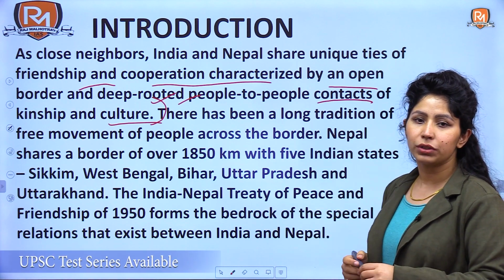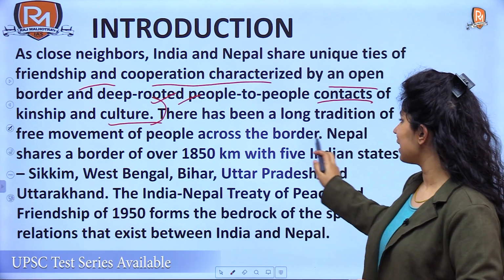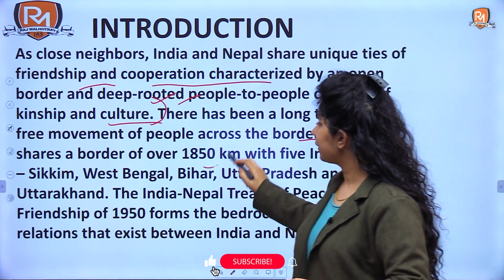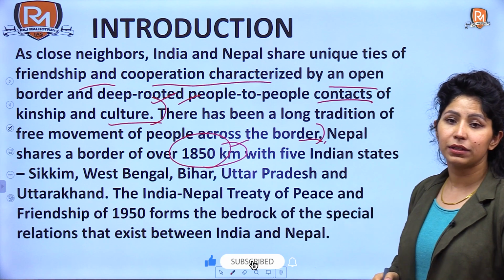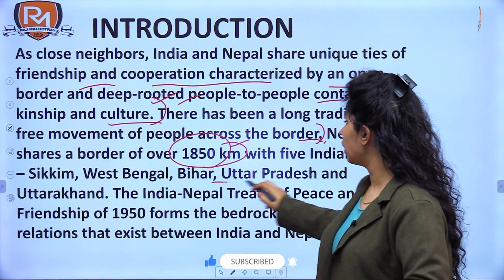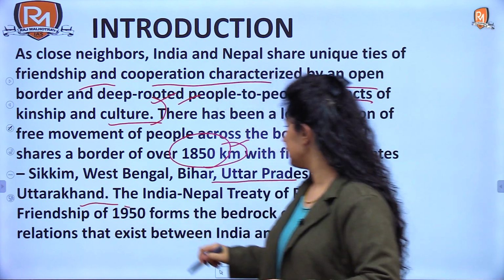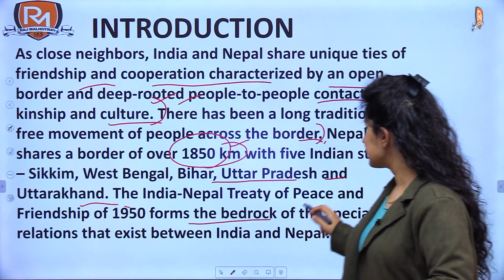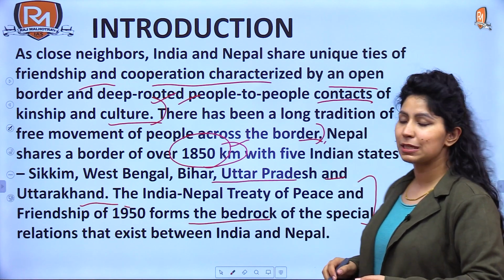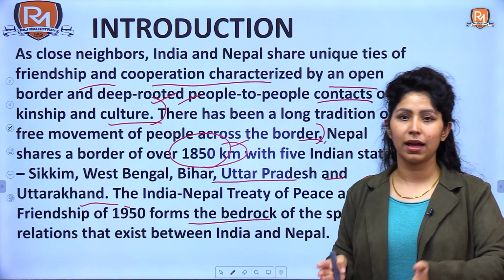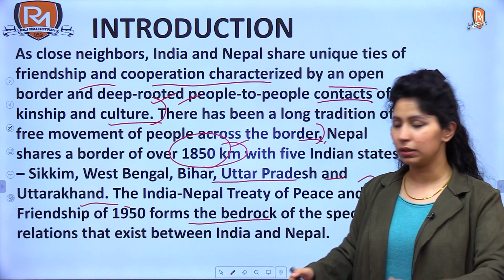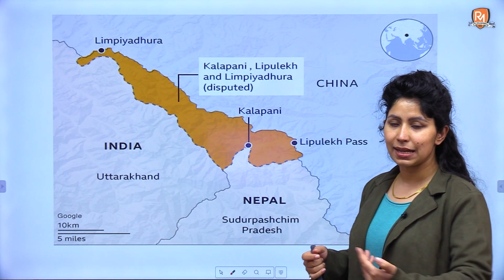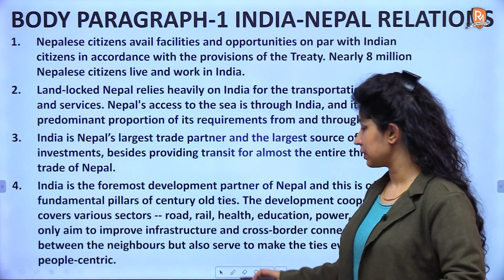Then there has been a long tradition of free movement of people across the border. That is something we know. We have a porous border with Nepal. Nepal shares a border of over 1850 km with 5 Indian states: Sikkim, West Bengal, Bihar, UP and Uttarakhand. The India-Nepal Treaty of Peace and Friendship of 1950. This is the treaty that forms the bedrock of the special relations that exist between India and Nepal. So this is the treaty that forms the baseline. Then this is the map, as we discussed, that has to be represented there.